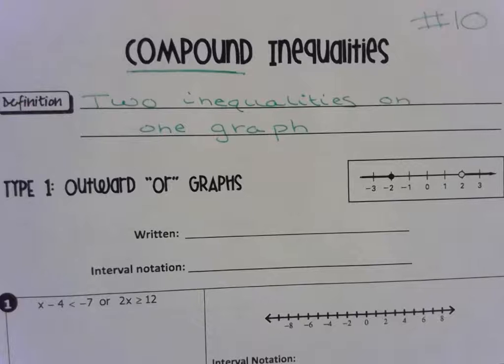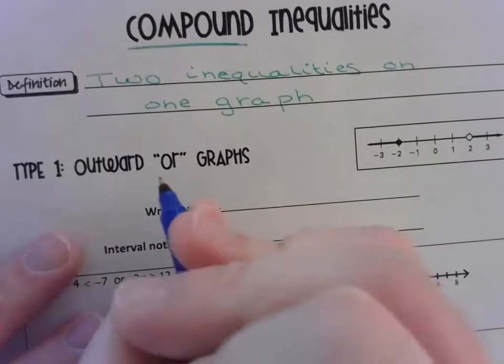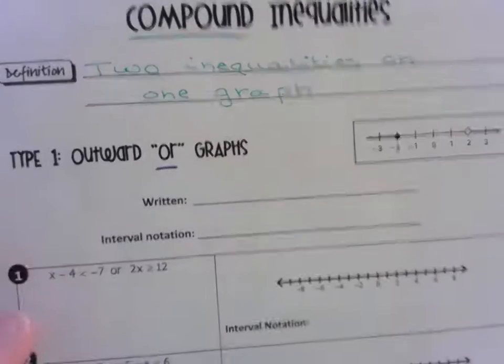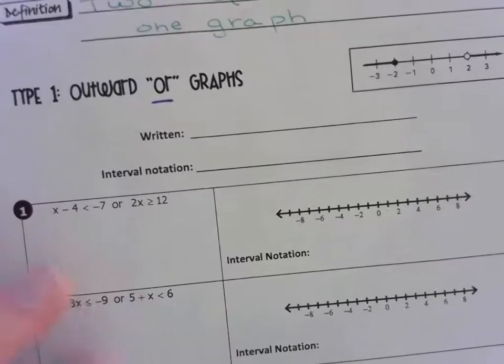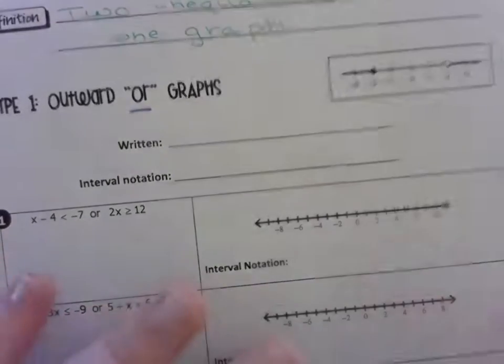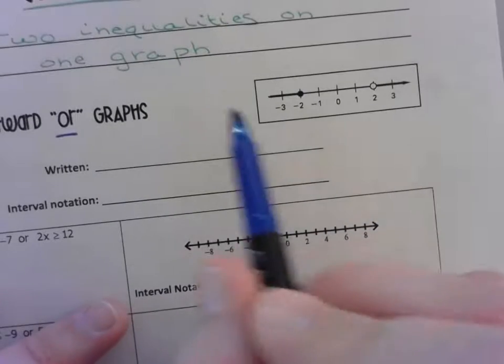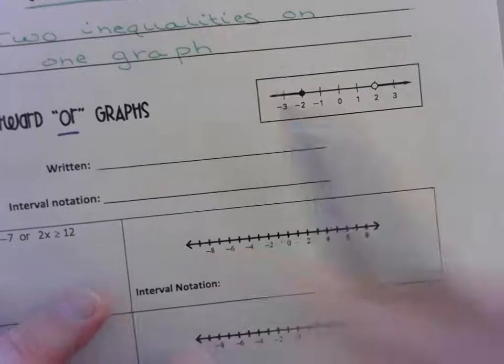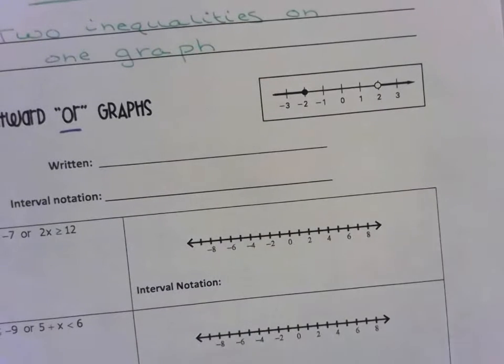Now there are 2 types of graphs. There are the outward graphs, which are the OR graphs. So if you see the word OR, that means that we're going to probably have an outward graph like this. So we're looking for the word OR. We have OR and AND graphs. So we're going to look at OR first. Here's a graph. This is what a graph on a number line would look like for OR. They're usually going to go out both sides, both directions.